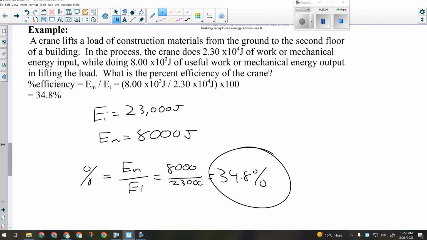So this formula is not hard to use. It's the same formula you use to calculate what percentage you got on a test. You take what you got, divided by what the test was out of. Same idea.